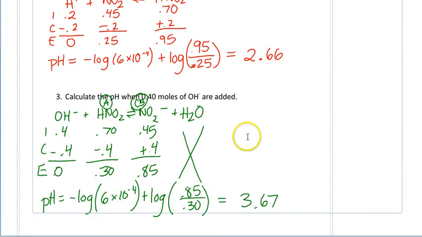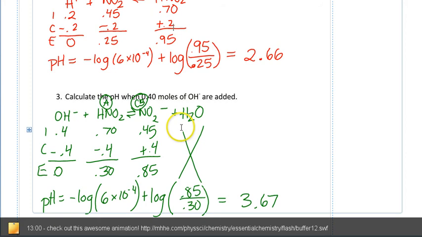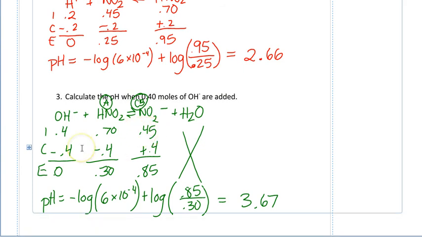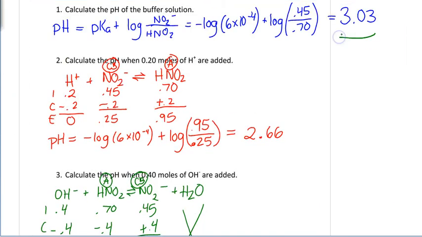And finally, here is the work for the third part. In this case, we are adding hydroxide base. So it reacted with the acid to make our conjugate base, NO2 minus, and water, which we disregard because it's liquid. We started with 0.4 of the OH, 0.7 molarity of the nitrous acid, and 0.45 of the conjugate base. And then at the end, we had 0.3 of the acid and 0.85 of the conjugate base. So when you plug that into the Henderson-Hasselbalch, it goes up in pH to 3.67, as compared to our initial pH, which was 3.03.